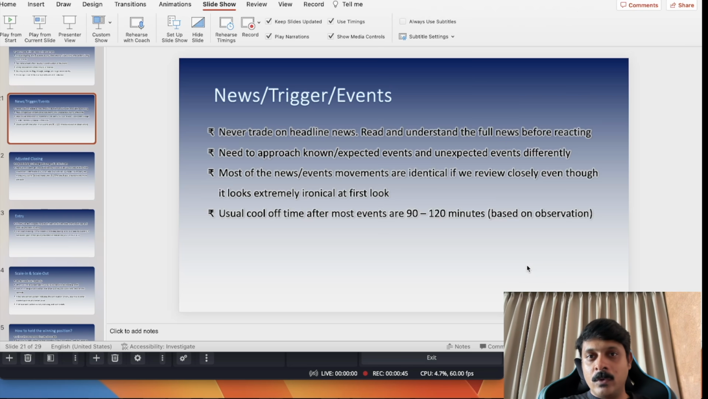So always be mindful about expected bad news. It can give an immediate reaction on the downside, but then most likely it tends to go up, unless it is fundamentally bad or something extremely negative, which has a long term impact on the market or economy. So be alert on that. Don't just blindly go short on expected bad news. Most of the news events are identical, and the reaction time is about 90 to 120 minutes.